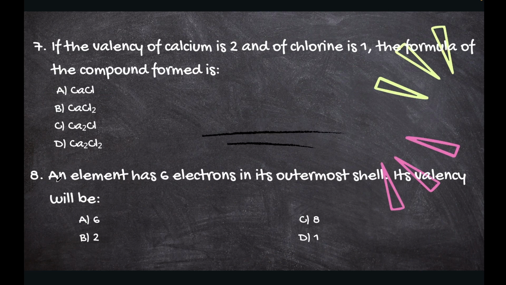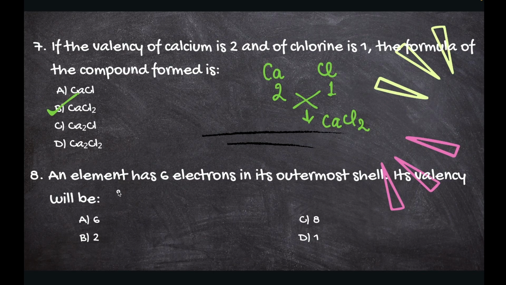Next question is, if the valency of calcium is 2 and chlorine is 1, the formula of the compound formed is? The symbol of calcium is Ca and the symbol of chlorine is Cl. The valency of calcium is 2 and the valency of chlorine is 1. Now crisscross the valencies and the final formula that we get is CaCl2. So the answer will be B.